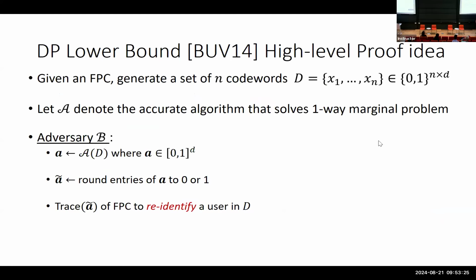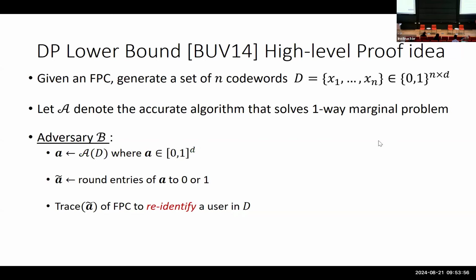In their paper, on a very high level, and I'm oversimplifying this, given a fingerprinting code, we can generate a set of n code words for n users. And of course, we're given an algorithm A that's accurate for the one-way marginal problem. Using this, we can construct an adversary B, which does the following. B will just run the algorithm A on the input set D, and that will give us the one-way marginals for the set D, right?